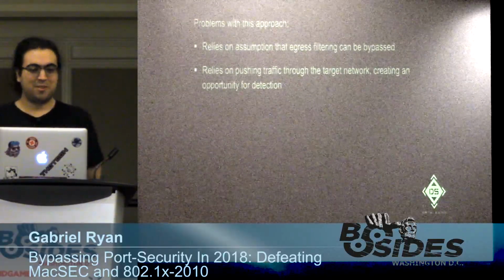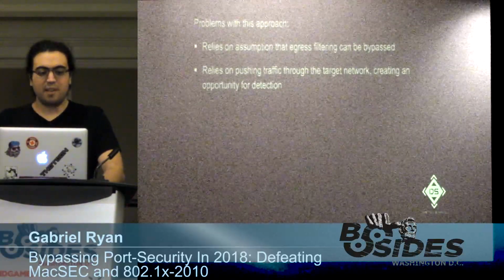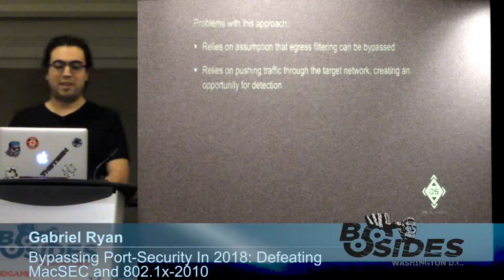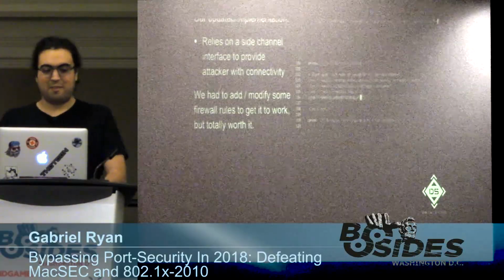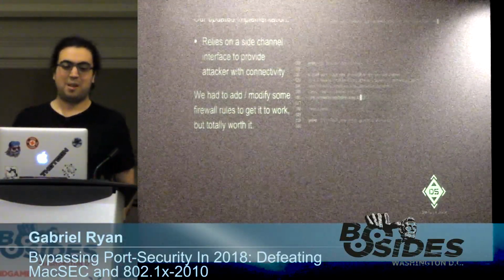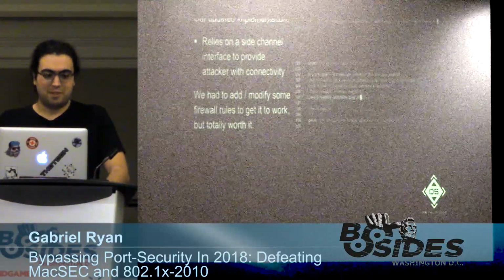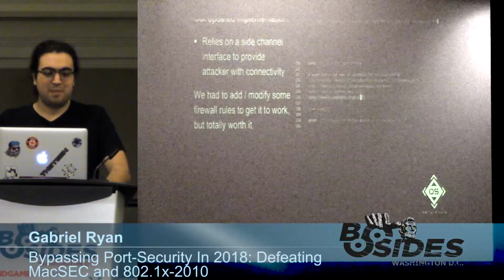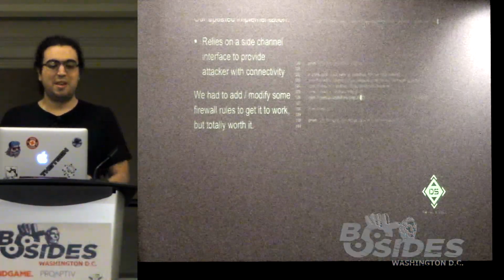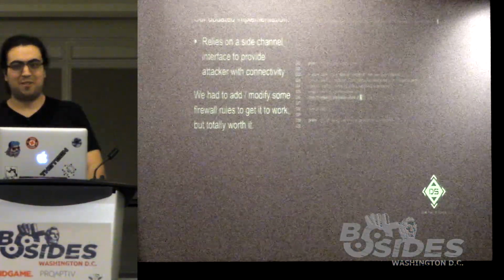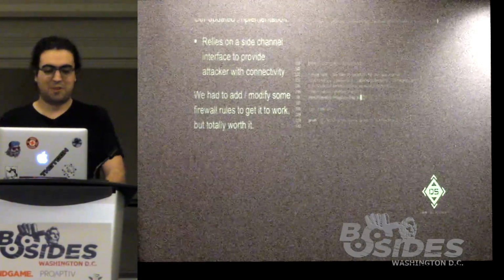There are some problems with this approach, though. It's not perfect. It relies on the assumption that egress filtering can be bypassed, which it can't always be. And it also relies on pushing traffic through the target network, which creates yet another opportunity for detection. Fortunately, now we actually have a lot more available in terms of side channel options. Specifically, LTE dongles. There are different radios and stuff you can add to your device. So the updated implementation, what I did is add and modify some of the existing firewall rules from the original scripts, and add support for side channel interaction. So now you can connect over LTE if you want to, and it makes this a lot smoother.